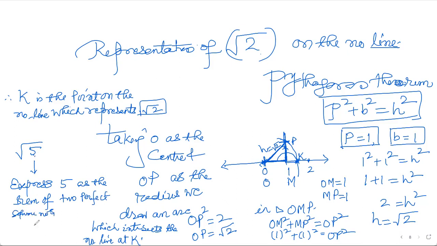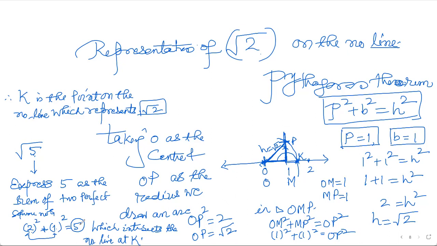What are those perfect square numbers? I can write 2 square. This is a perfect square number. 4 is the perfect square number. So I'm writing 4 plus 1, and 1 square. Both when squared and added give you 4 plus 1, 5. So if this number is expressed as the sum of two perfect squares, then the drawing is easy.